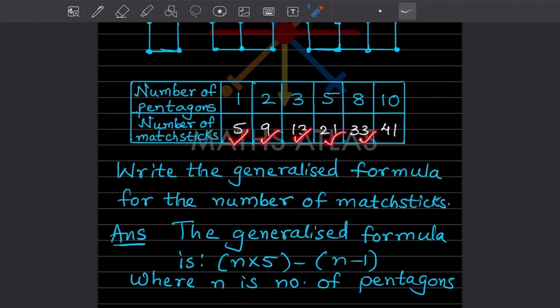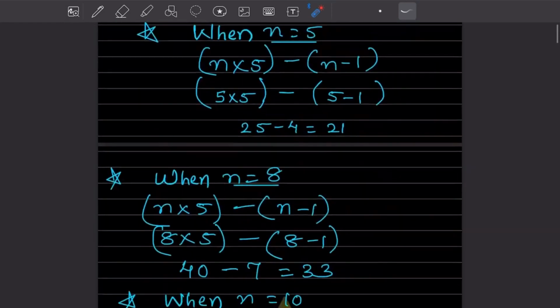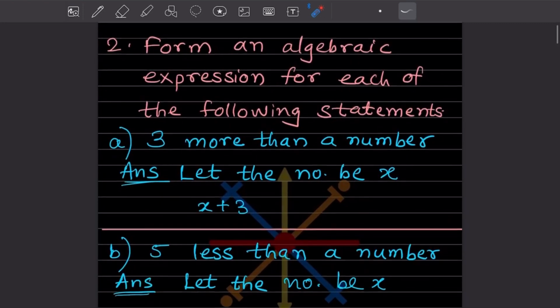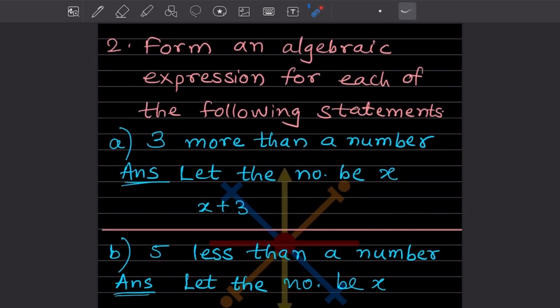Okay. Hope you got this one. So this was the simple one. Now let us go for the next question. What does the next question say? Form an algebraic expression.